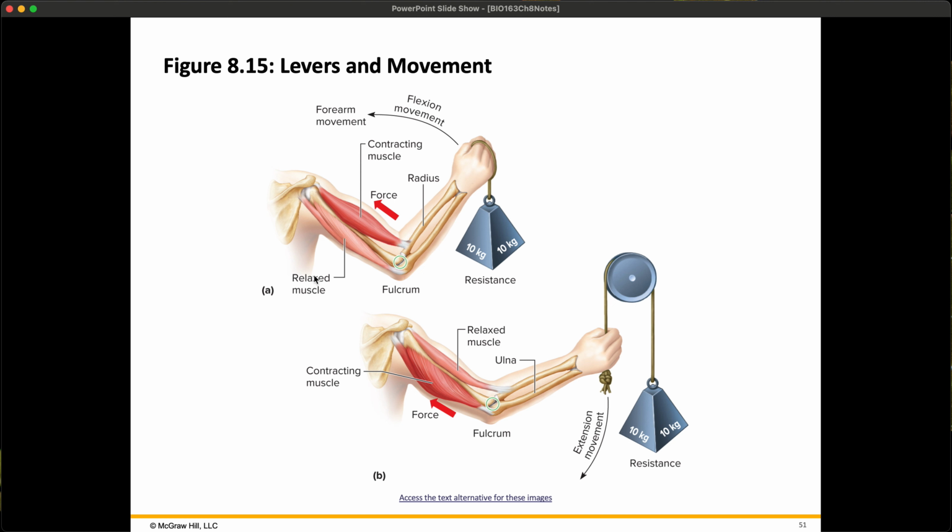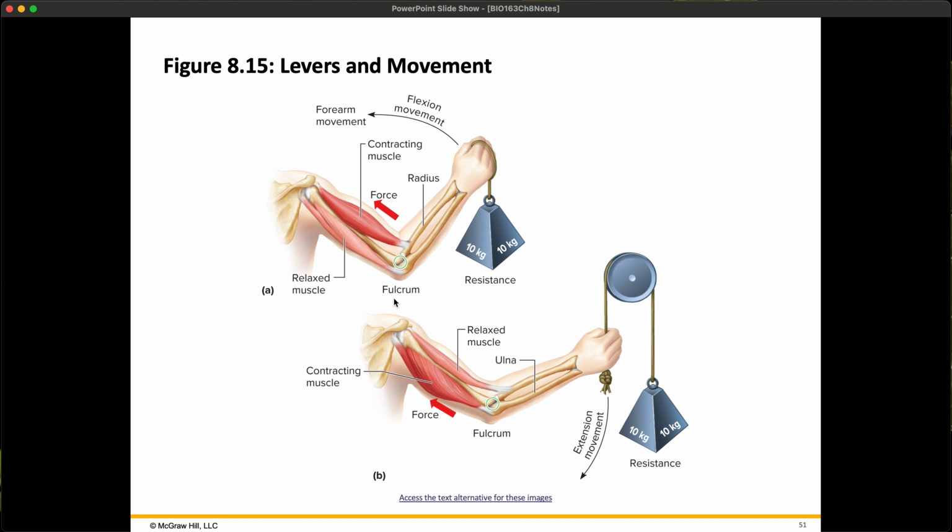And in this example, it's nice because it's telling you, oh, well, this is your relaxed muscle. So if the biceps is going to contract and you're going to flex your elbow, the triceps has to relax to allow that action to happen. So that's how you can usually tell which one's an agonist and which one's the antagonist. When one muscle engages, what's the other muscle that has to relax to allow that to happen?